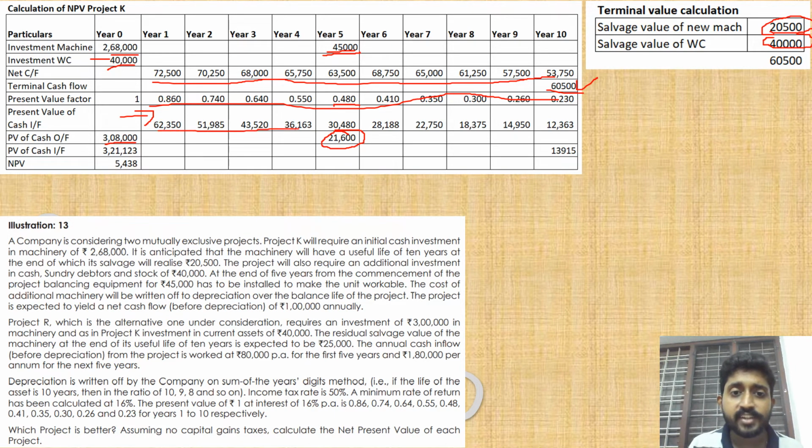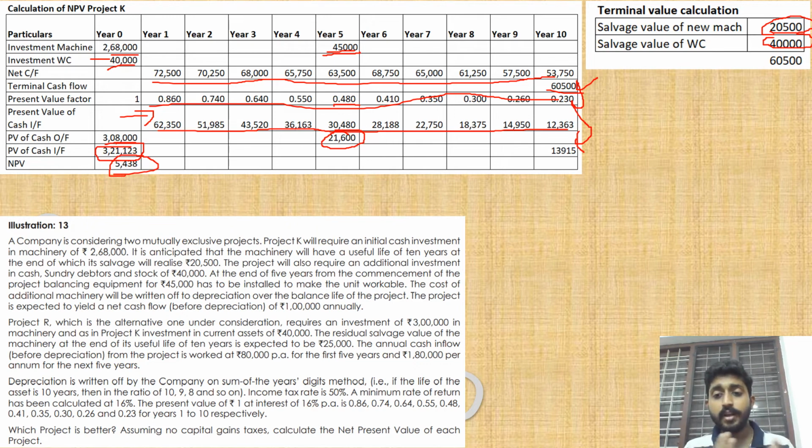In the same way, you have all the present value of cash inflow here, and also the terminal value 60,500 multiplied by 0.230 gives you 13,915 as a terminal cash inflow. All the present value cash inflow totals to 3,21,123. So the present value of cash inflow minus outflow will give you an NPV of 5,438. So project K is giving an NPV of 5,438. The next project we are going to analyze is project R. If it is giving more NPV, then project R will be better. If it is giving lesser NPV, project K will be better.